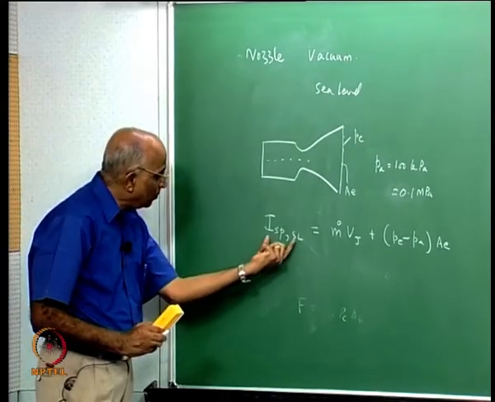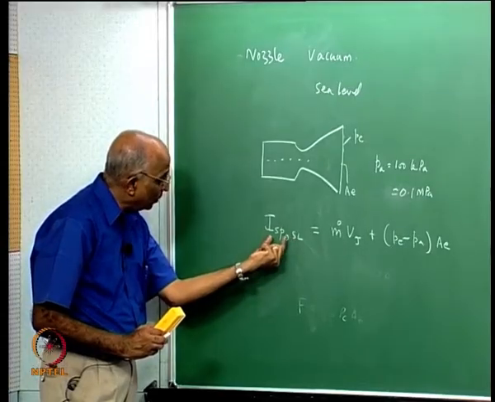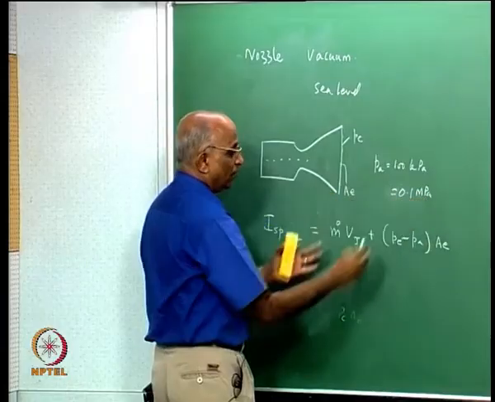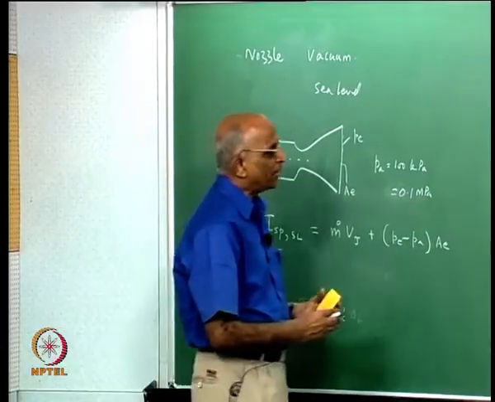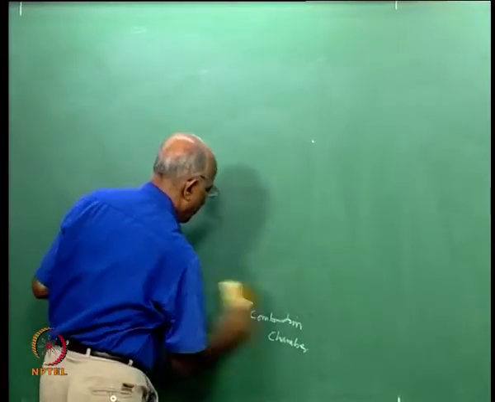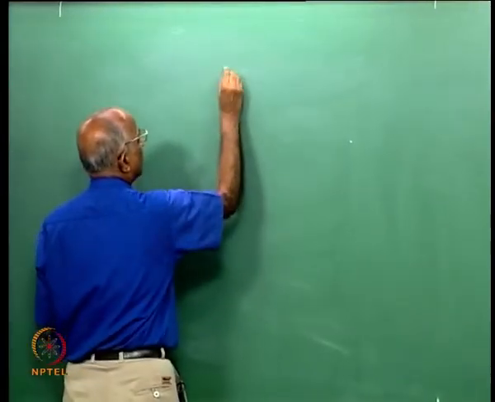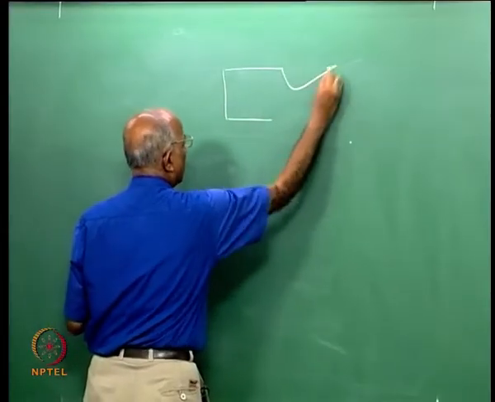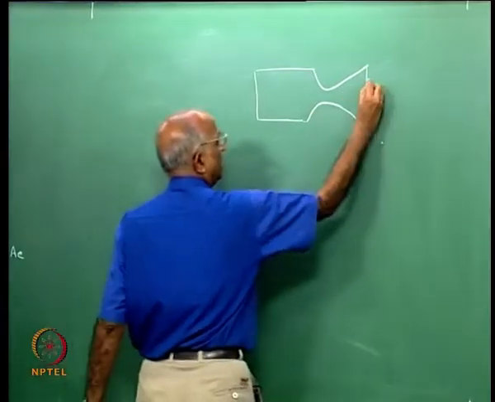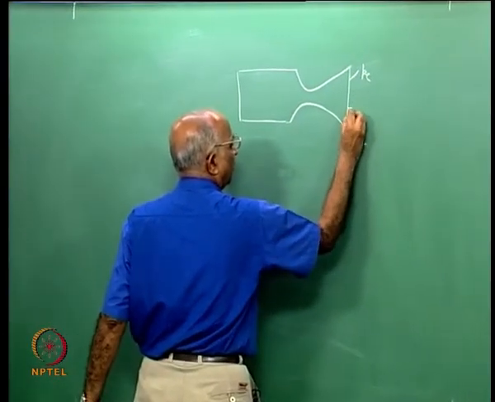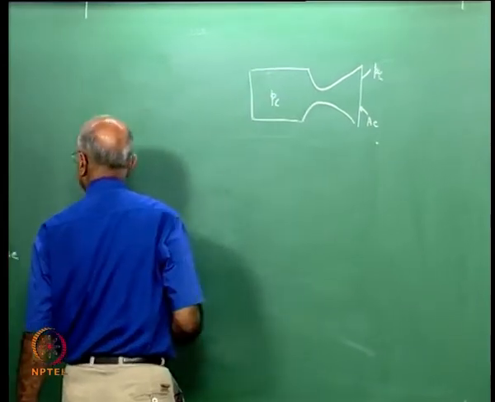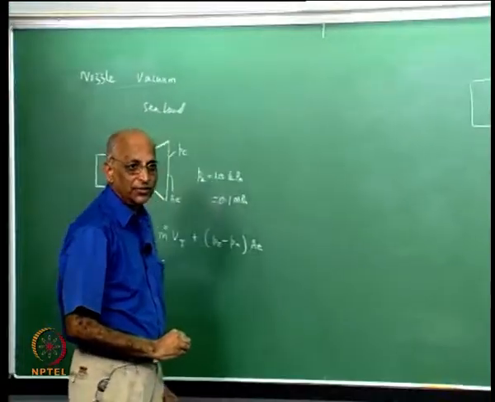Now I want to be able to say, if I am looking at the same nozzle, but instead of it operating on the ground at sea level, it is going to operate in vacuum, what is going to be the difference? Let us say the nozzle now operates under vacuum, the same nozzle with the same area ratio. I have PE, I have AE, and the chamber pressure is, let us say, PC.